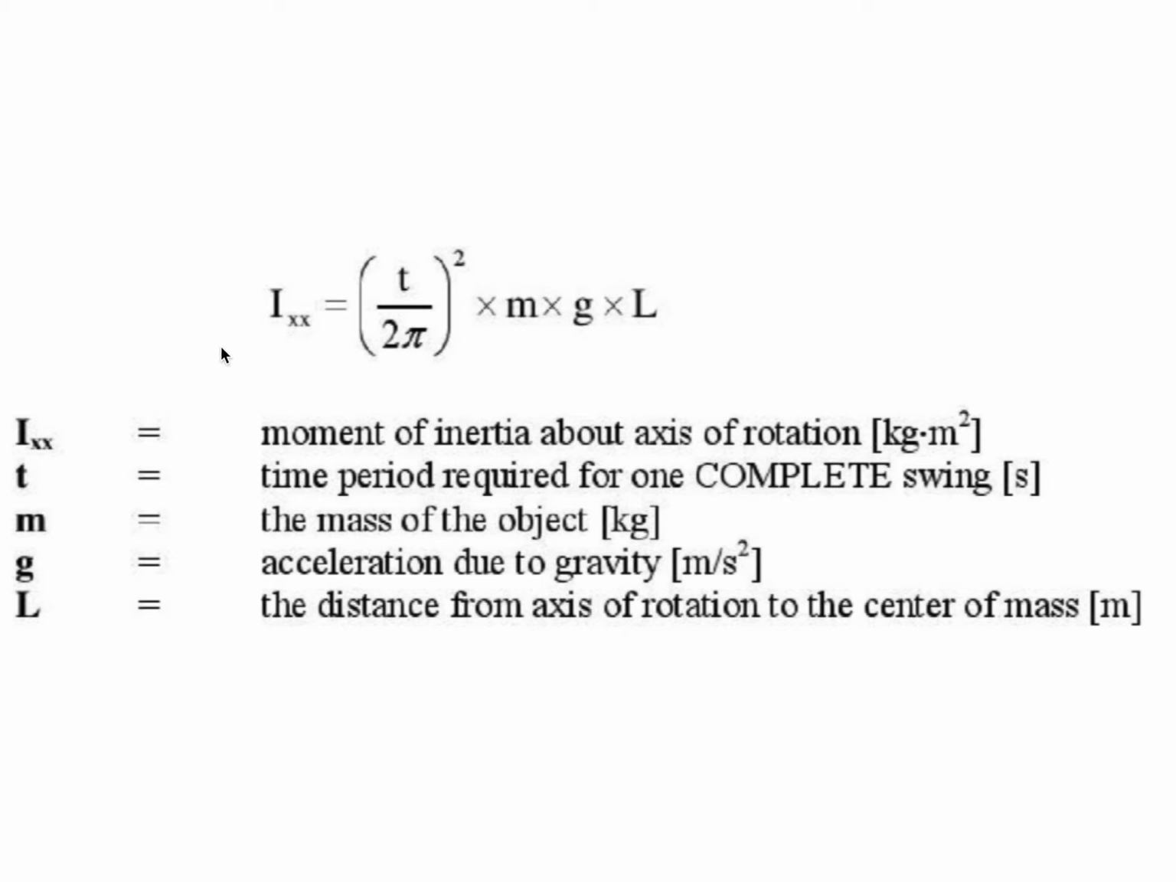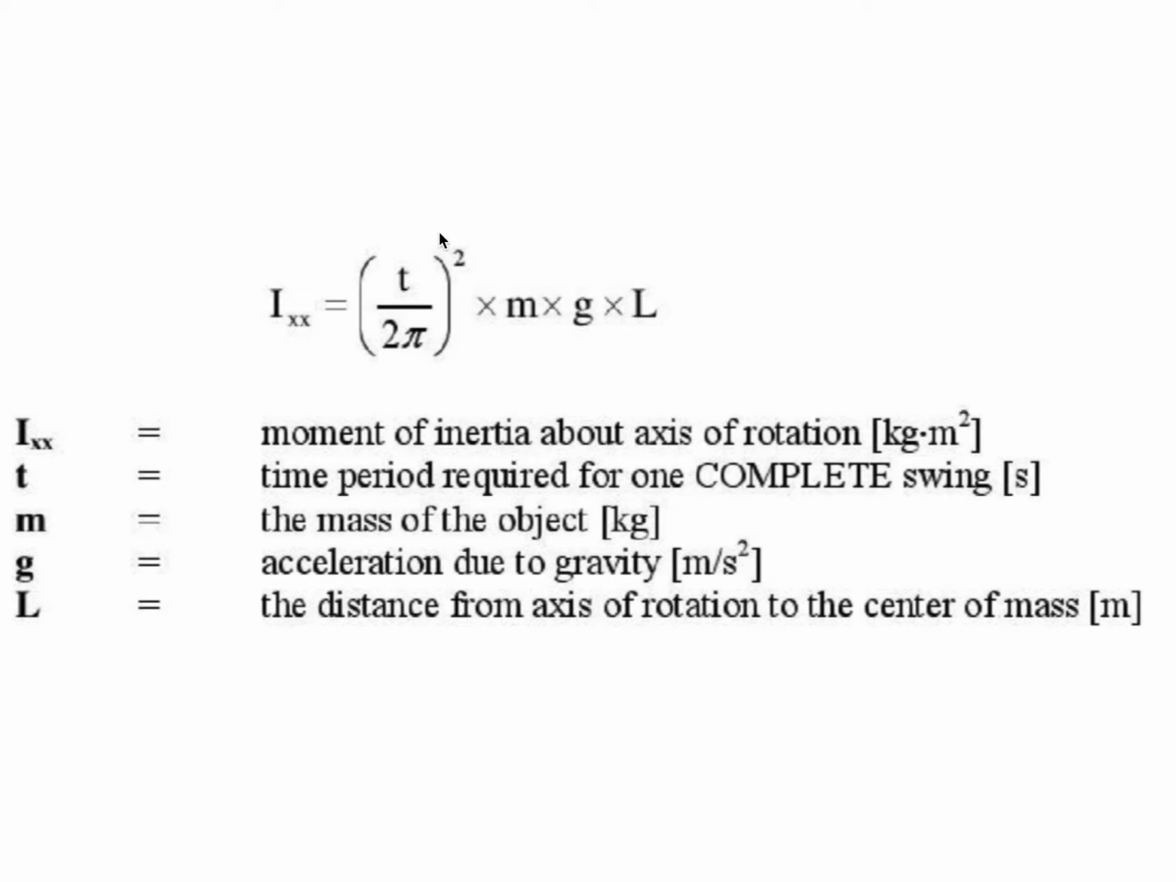It looks pretty complicated, but let's try to decode it. I_x is the moment of inertia that we want to calculate today. We can look at some easy things first. M is the mass of the object. G is acceleration due to gravity, 9.8 meters per second squared. And L is the distance from the axis of rotation to the center of mass. It's also a simple idea, I think.